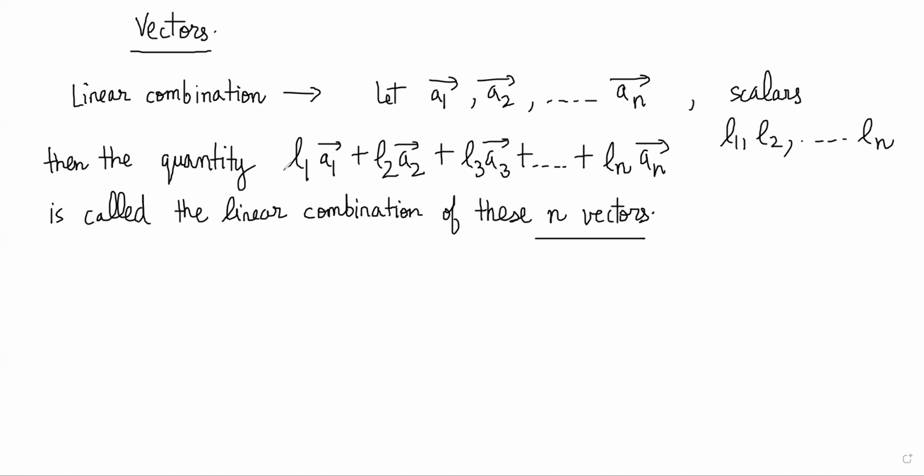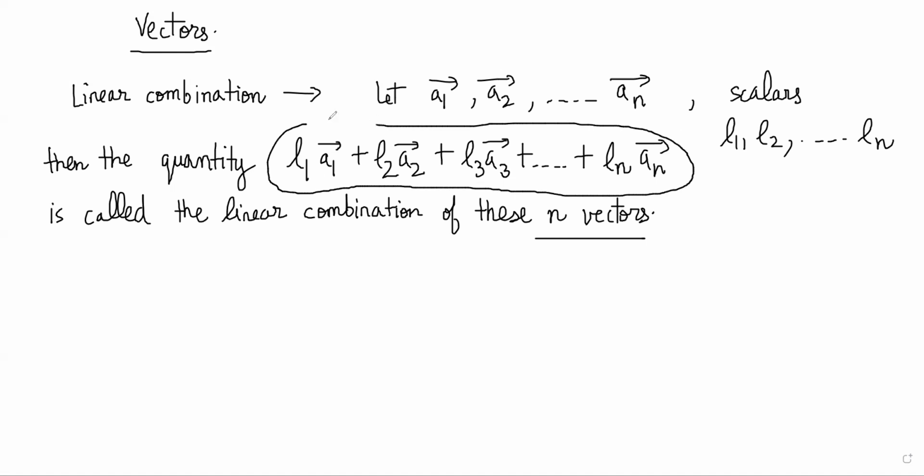So basically a linear combination is multiplying several vectors with scalar quantities and coming up with that sum. This quantity becomes the linear combination of these n vectors. Why is this important? Because we'll use the linear combination to talk about independent and dependent vectors. Okay. So what is a linearly dependent system of vectors?